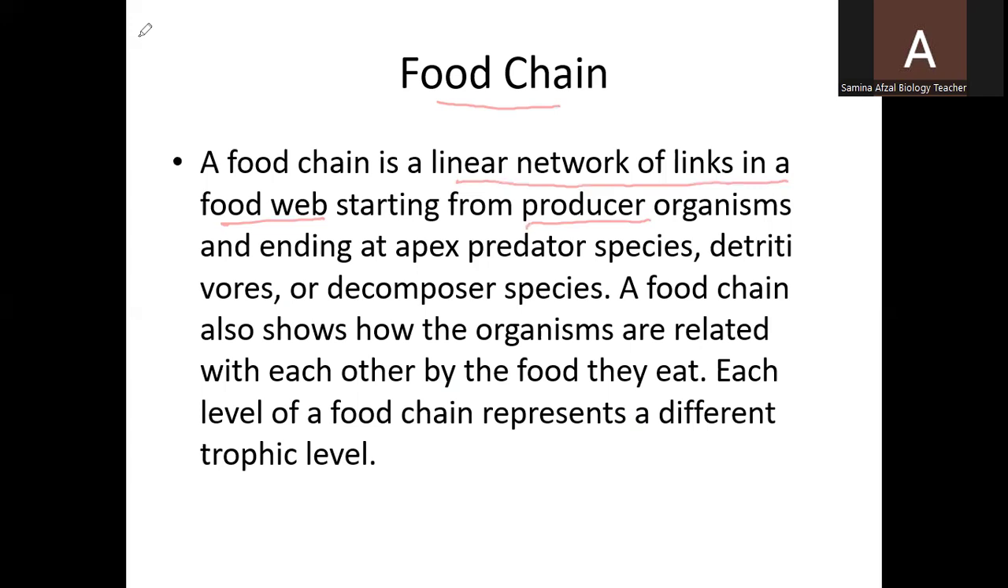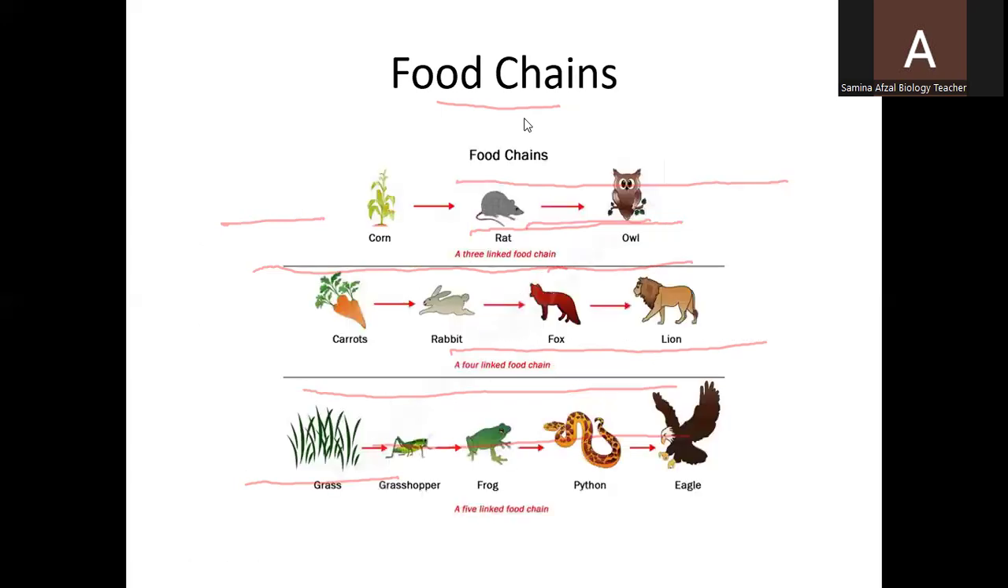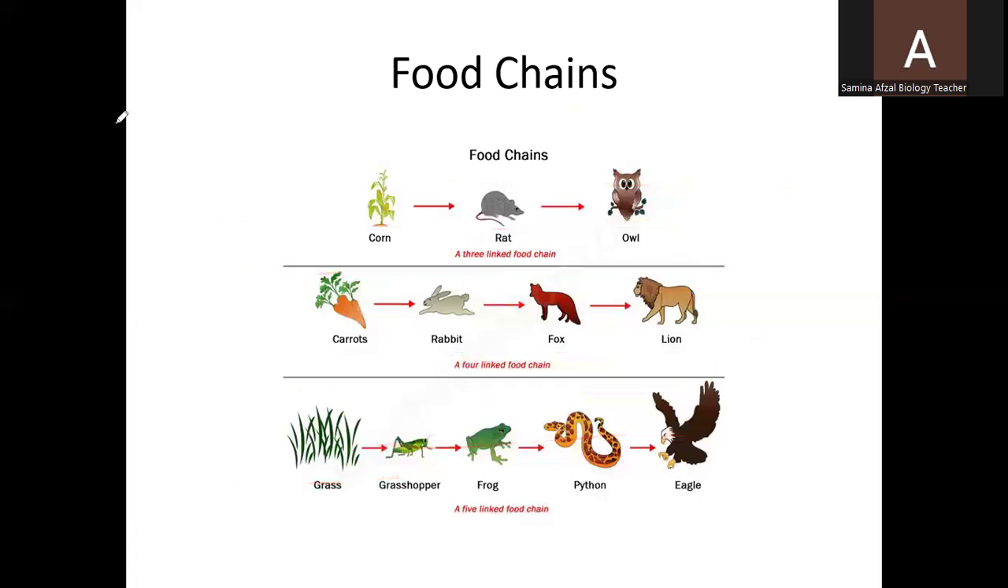The food chain starts with the producers and ends at an apex predator species or detritivores or decomposers. A food chain also shows how the organisms are related with one another by the food they eat. Each level of a food chain represents a different trophic level. So by the food chain, the energy is transferred from one organism to the other. Here, students, some of the food chains can be shown.